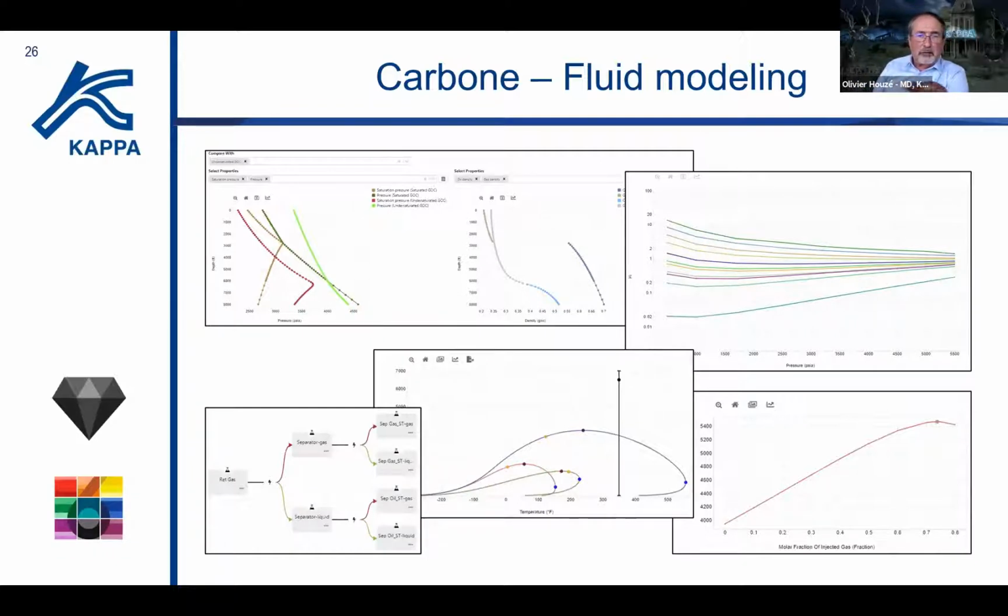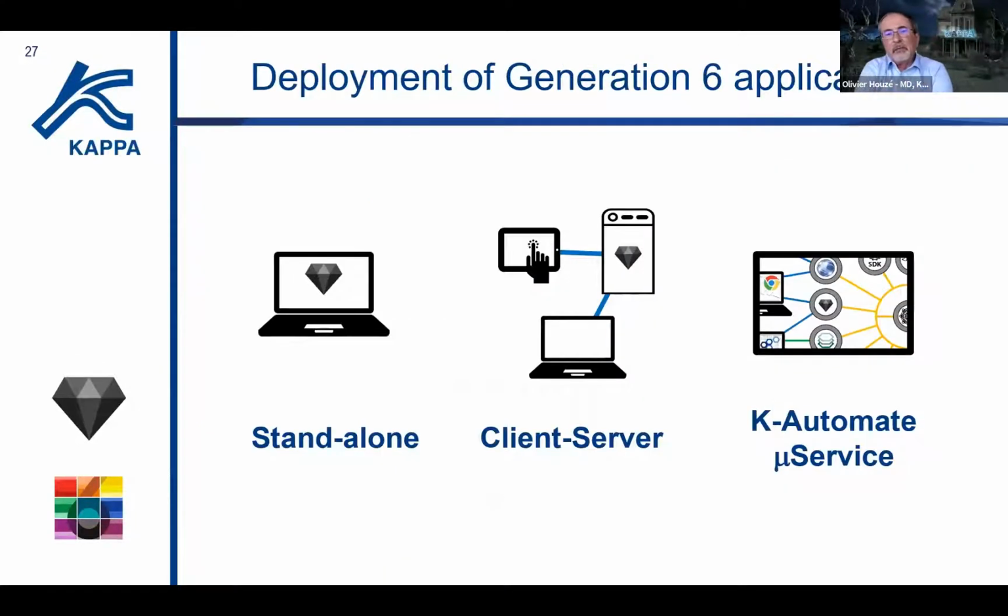This actually will be the subject of a separate webinar, so I will not go into the details, but what is interesting with this Generation 6 is that when you have a web-based application, you can actually package it in a sort of pseudo Windows application, so you can use it the good old way as a standalone application on your laptop. But you can, of course, because it's web-based, use it as a client server. And of course, in the context of KAPPA-Automate, you will be able to use the number crunching part and the workflow part within the microservices of KAPPA-Automate.